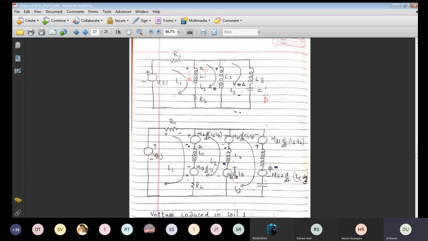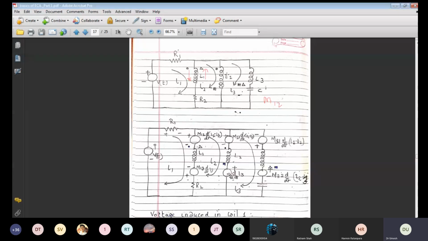Now M12, that means mutual inductance of 1 because of current passing through 2. So whenever current passes through the second winding, it will induce EMF in the first winding. That is this EMF. This is M12 di by dt. What is the current in the second winding? Current in the second winding is equal to I2 minus I3.